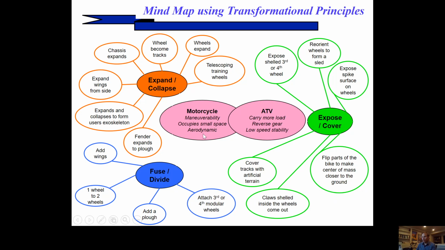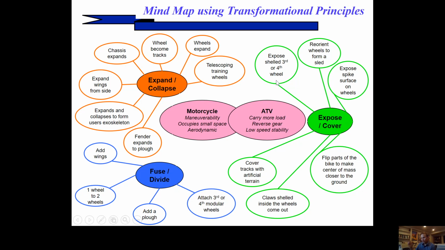All right, so here's an example of a mind map. And in this example, the design team just placed the goal of the vehicle in the middle of the mind map. They want something that has the maneuverability of a motorcycle, but the advantages of an ATV and of its ability to carry more load, drive in reverse, and be stable at low speeds. So then they placed the main three transforming principles in the main nodes, and then worked as a group to ideate on different ways that could be done. And so those are examples there.